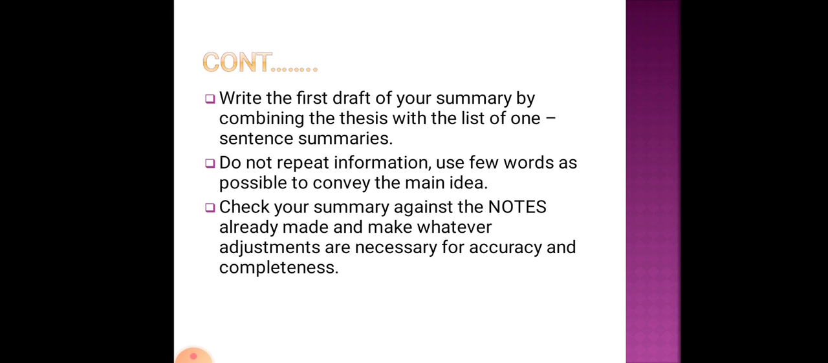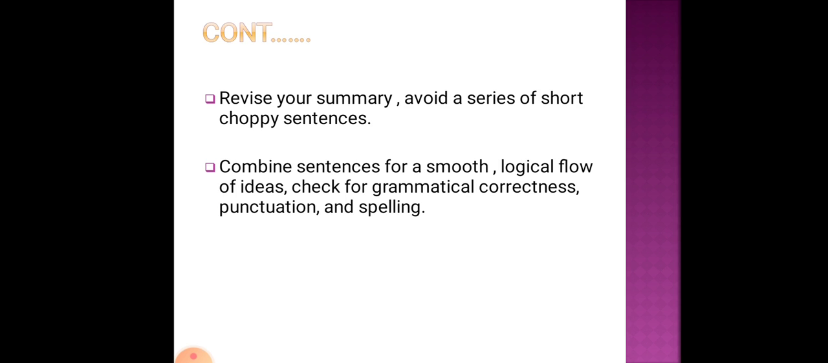Eliminate less important information and disregard minor details. Use as few words as possible to convey the main idea. Check your summary against the notes already made and make whatever adjustments are necessary for accuracy and completeness. Revise your summary, inserting transitional words and phrases when necessary to ensure coherence. Check for style. Avoid a series of short, choppy sentences. Combine sentences for a smooth, logical flow of ideas. Check for grammatical correctness, punctuation, and spelling.